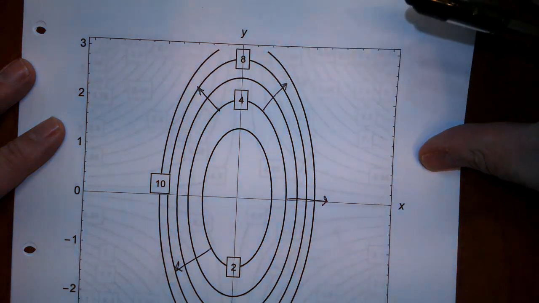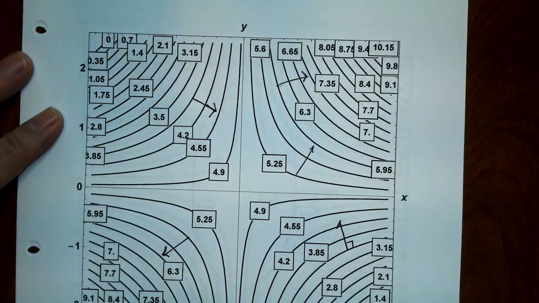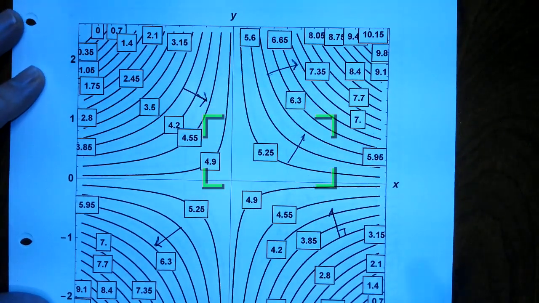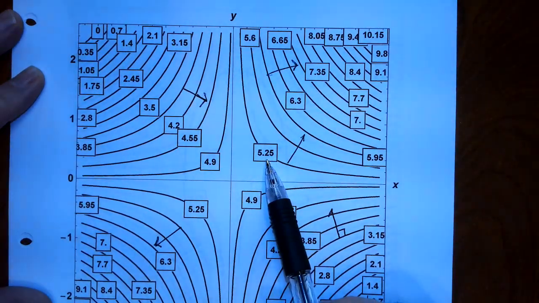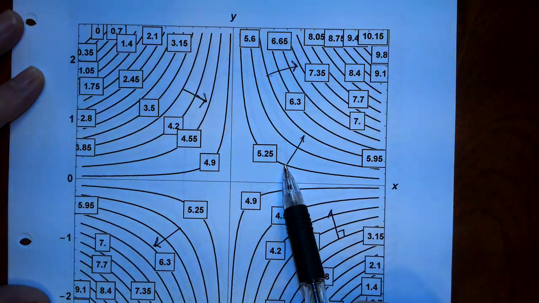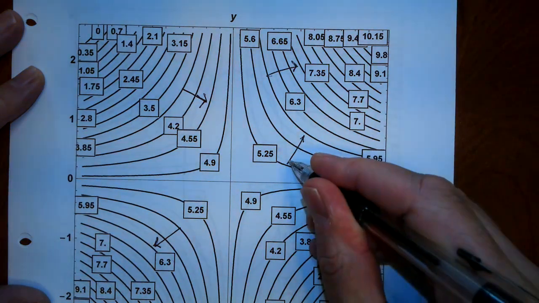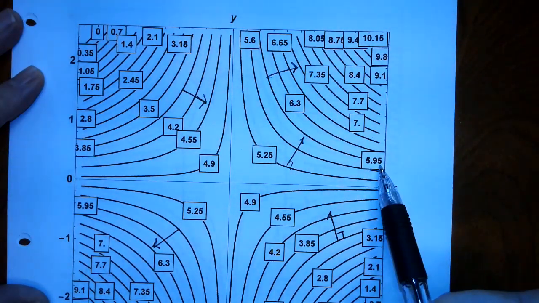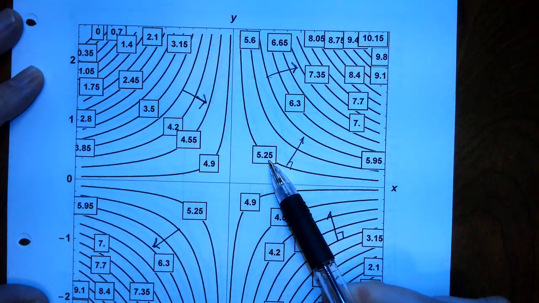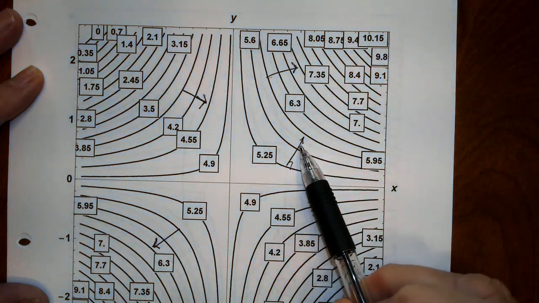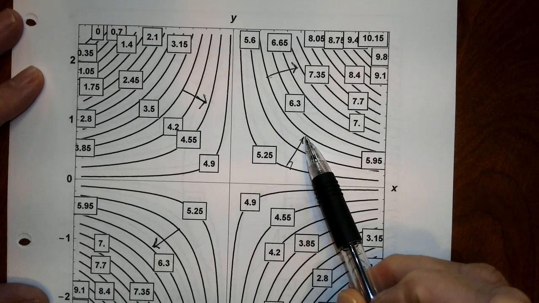Now we can do the same thing for the function f. Its contour diagram is somewhat more complicated. Here's the contour 5.25. I'm going to draw the gradient at this point. It's got to be perpendicular to the contour through this point. I want that to be a right angle. And it has to point in the direction of increasing z. Here's z equals 5.25, 5.95, 5.6, so the gradient has to point up like that.